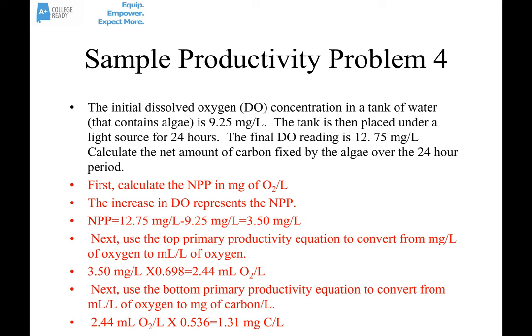So first of all, we're going to calculate the NPP in milligrams of oxygen per liter of water. So we're going to take our final DO reading and subtract from it our initial DO reading. So this is our net primary productivity in terms of milligrams of oxygen per liter of water. This is net because this happened in the light when both photosynthesis and cell respiration were both occurring. Photosynthesis was happening faster than respiration because our DO levels went up. Photosynthesis makes oxygen gas, aerobic cell respiration uses oxygen gas.